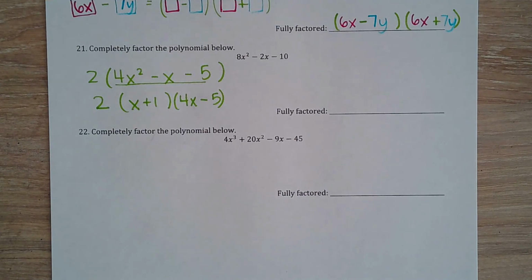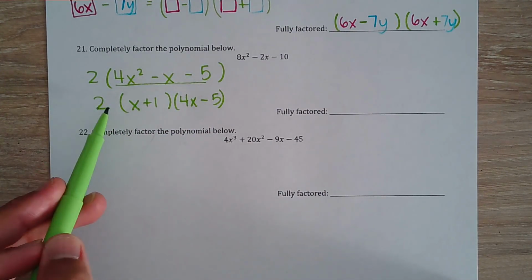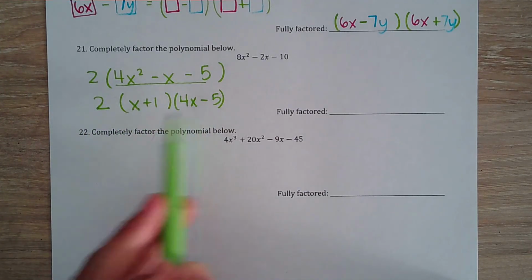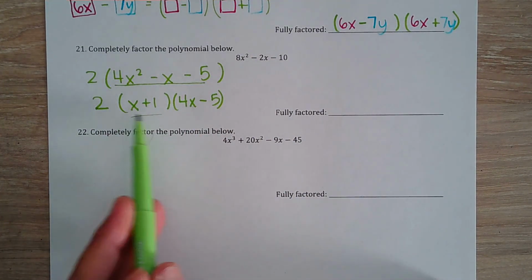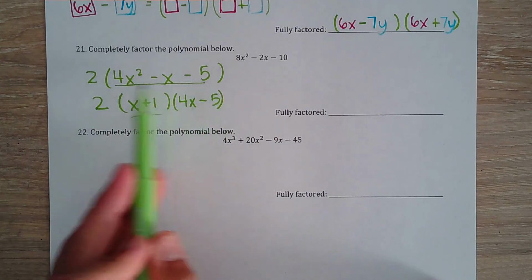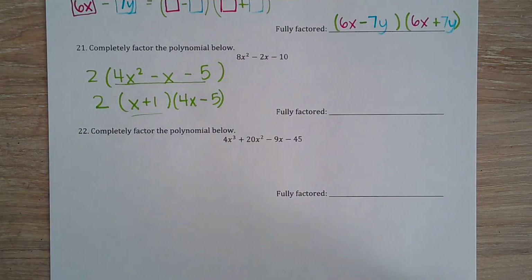So please, students, the biggest mistake I noticed when I was helping students with their study guides is that they would factor this and then they would forget about the 2 that they factored out, and their final answer was just this. Remember, our final answer, when we multiply it out, we should get back to our original problem. If we only multiply this together, we only get this, but we want this.